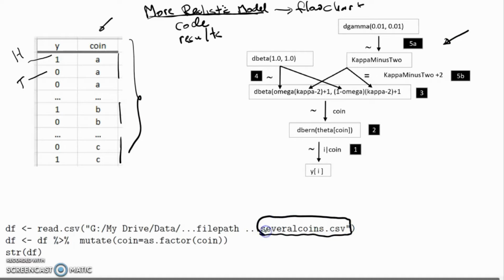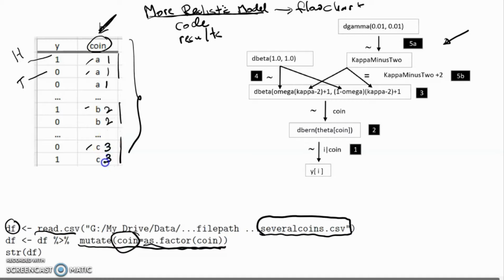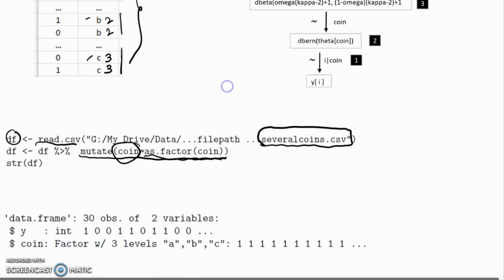So this data exists in an Excel spreadsheet. You bring it in, make a data frame of it, and then there's this bit of code here that takes this variable coin, initially probably coded as a character, and converts it into a factor. So although coin may have labels of A, B, and C, those things are going to be stored as 1, 2, and 3 for coins A, B, and C respectively.